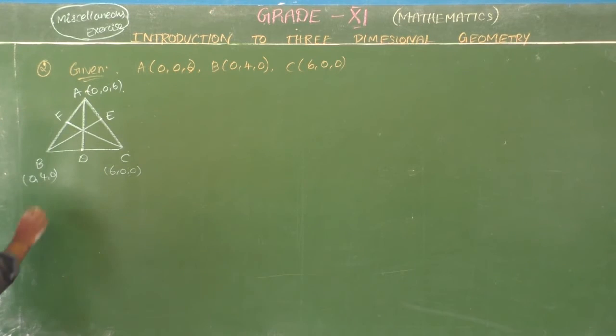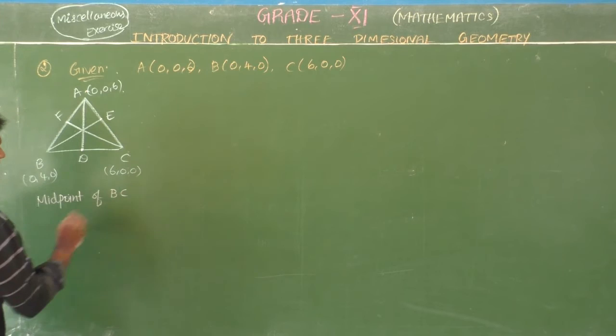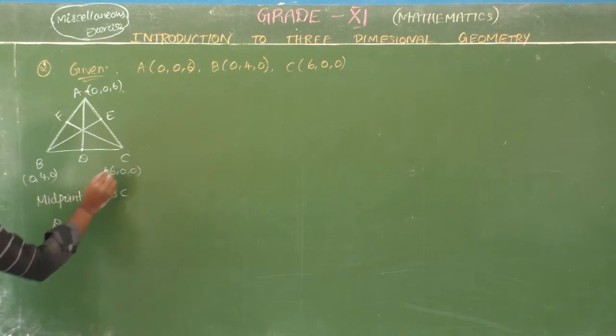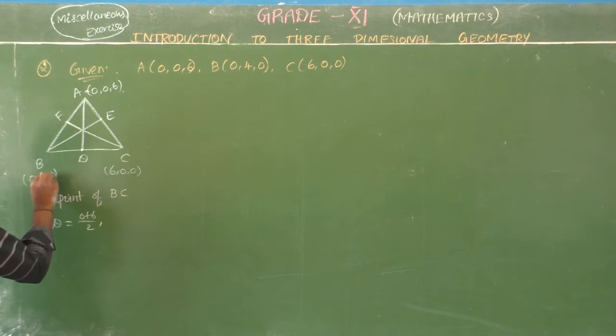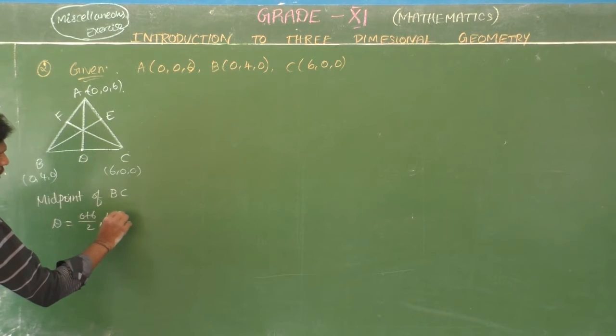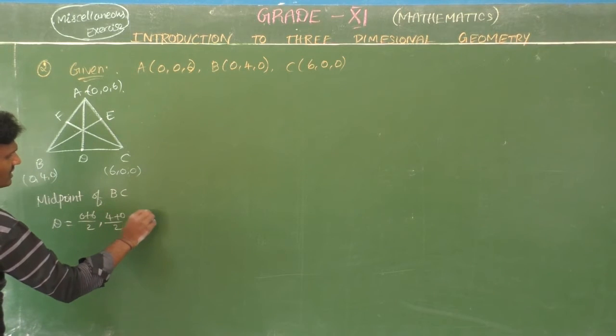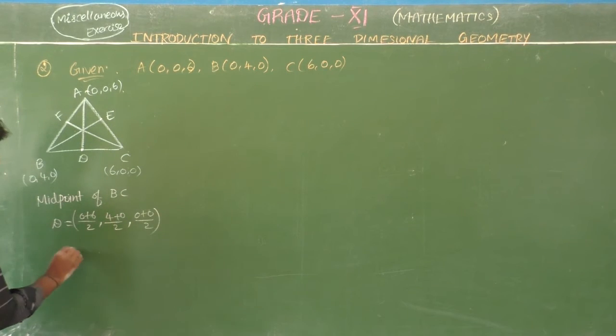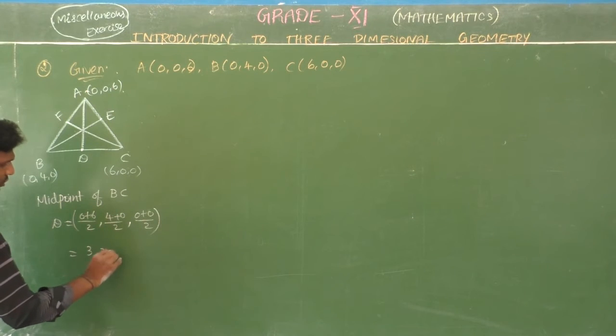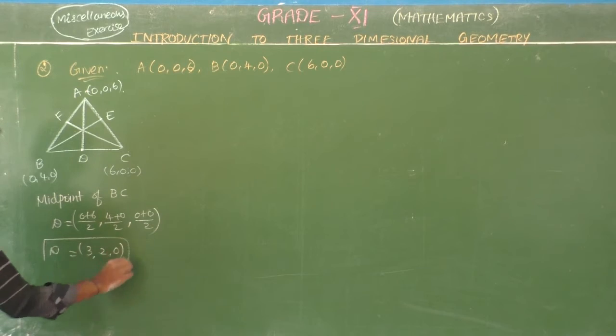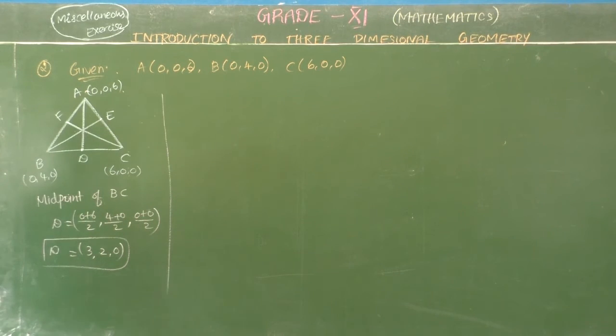Okay, students. Now you already know the midpoint formula: (x1 plus x2 by 2, y1 plus y2 by 2, z1 plus z2 by 2). So the midpoint of BC, which I denote D, is 0 plus 6 by 2, 4 plus 0 by 2, 0 plus 0 by 2. So 6 by 2 is 3, 4 by 2 is 2, then 0. So this is the point for D, the midpoint of the side BC.